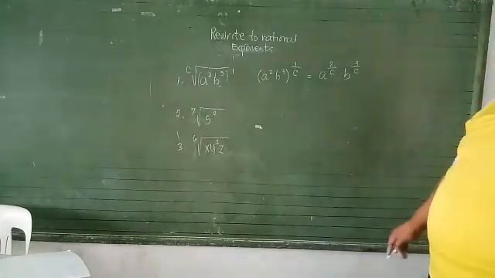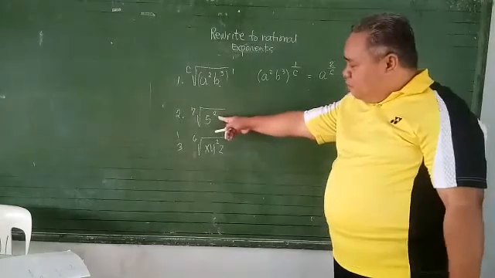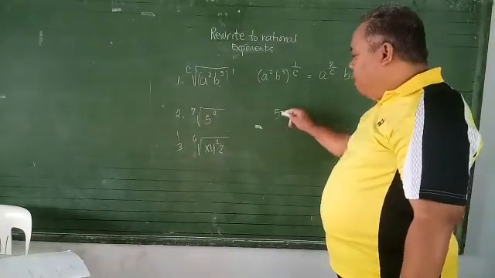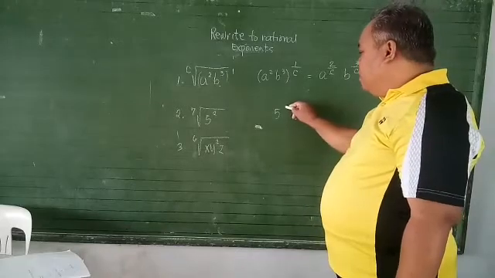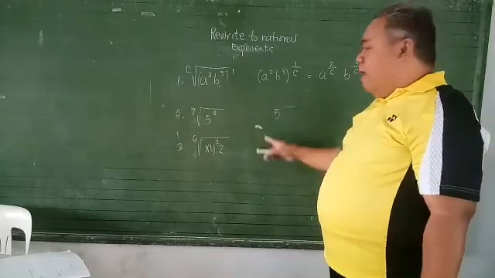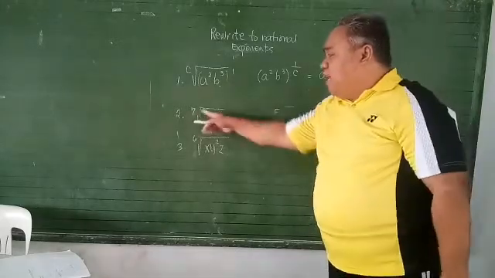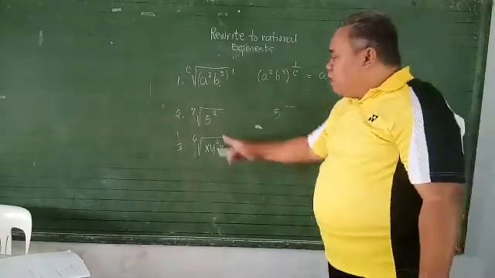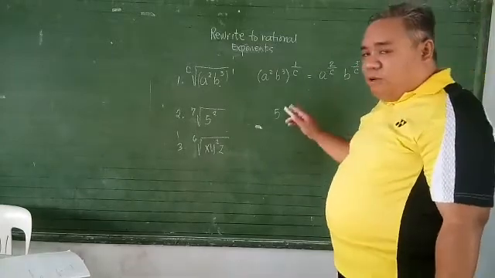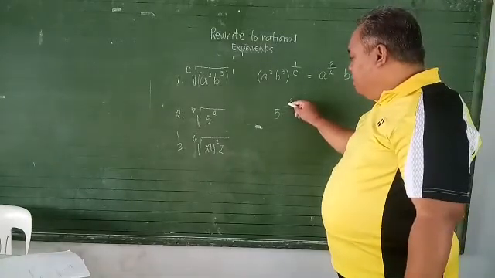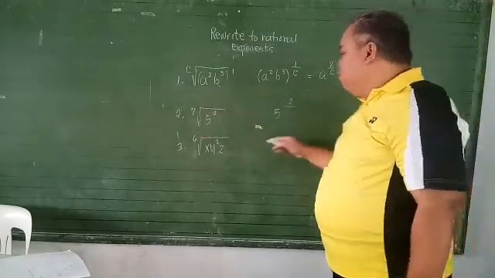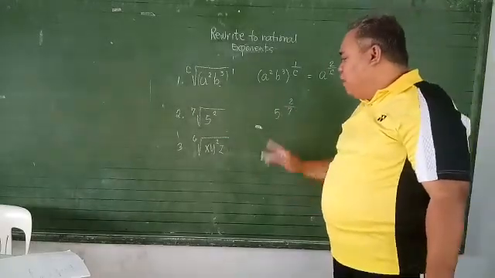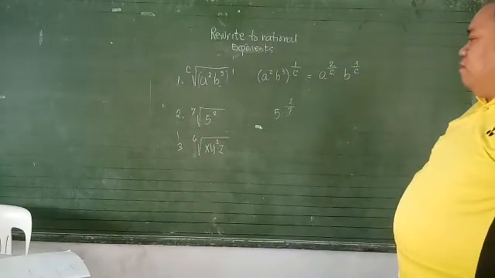Now what about number 2? Number 2 we have here 5 to the square. So we put 5, then we put a fraction in the exponent. What will happen to the exponent of the radicand? That would be your numerator. And then 7 here would be your denominator. That will be the denominator of your exponential expression.